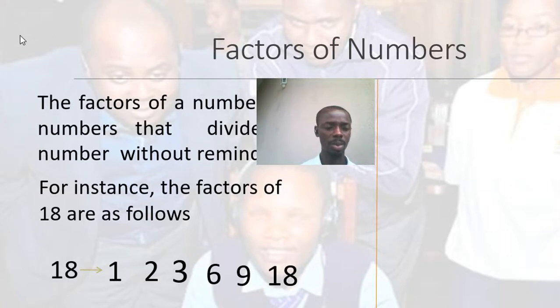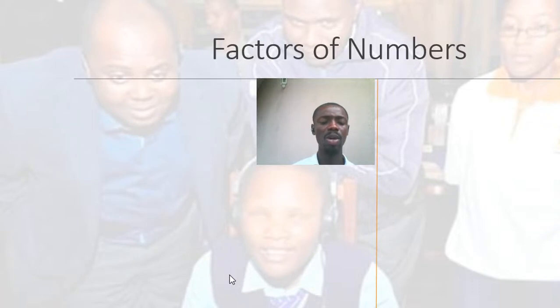What does that mean? It means that any of these numbers here, this 1 can divide into 18 without a remainder, 2 will divide into 18 without a remainder, 3 divides into 18, 6 does the same thing, likewise 9, and 18 itself. So this list of numbers divides into 18 without a remainder. So that is all about factors of a number. Now see, this is the complete list of factors of 18.